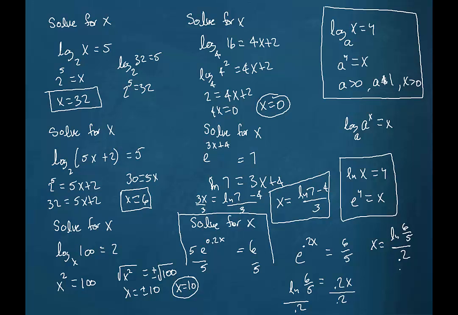Now this might not be considered a simple form because of the decimal in the bottom. We could multiply the top and bottom by 10 in order to move that decimal place. And we would wind up with 10 natural log of 6/5 over 2. But then the 10 and the 2 would cancel and make a 5. So we would wind up with just 5 natural log of 6/5 as our answer.